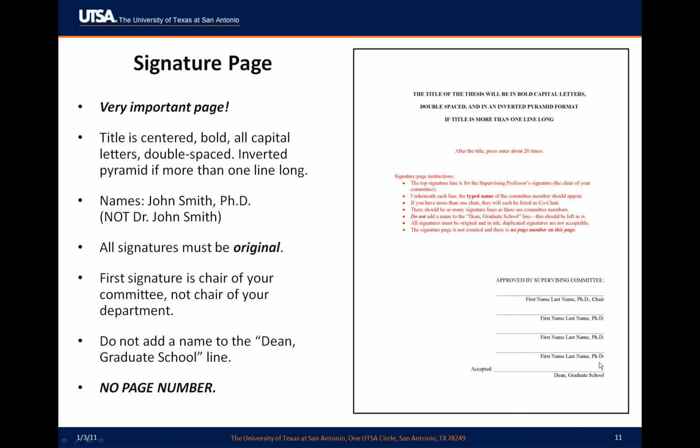And then down here at the bottom, you'll notice it does not say first name, last name right here, and that is because you will not add a name to the Dean, Graduate School line. It should just say Dean, Graduate School, just like this, so don't change it. And last but not least, please note that there is no page number at the bottom of the page. This one is not numbered.